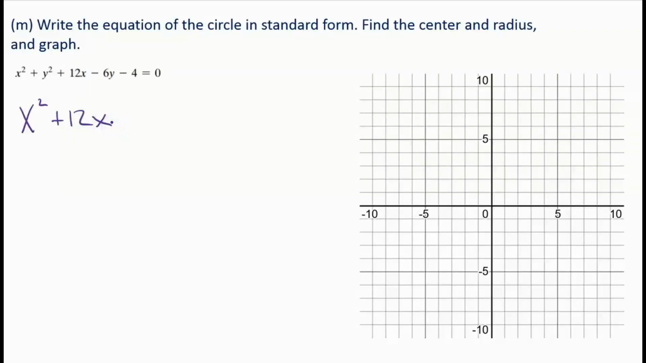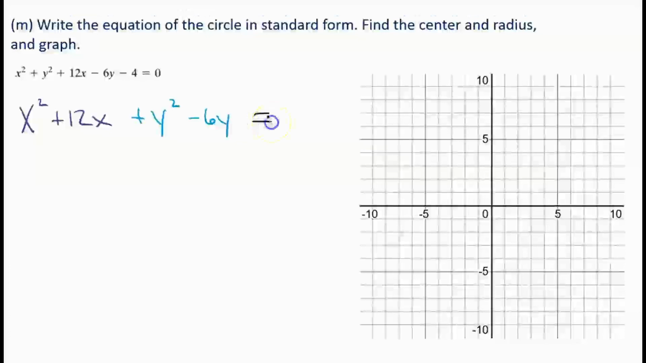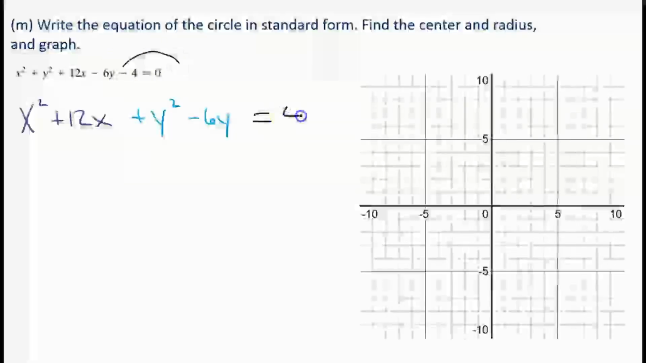We do that in purple. Then I'm going to group my y's together. So that's going to be plus y squared minus 6y. But then we've got this random 4, right? And I'm going to put just equals, try to do this in a different color. Maybe black this time. Just put equals. Now if I move that to the other side, it's going to be a positive 4.